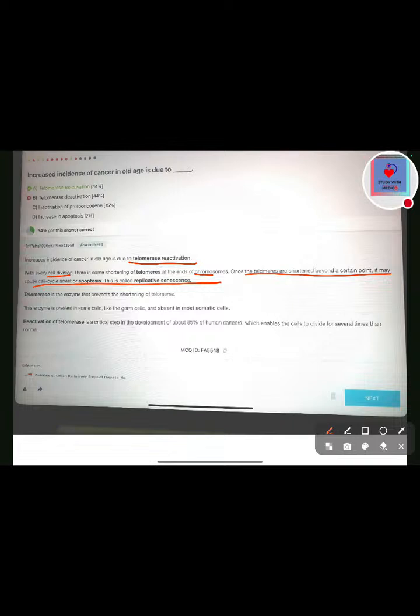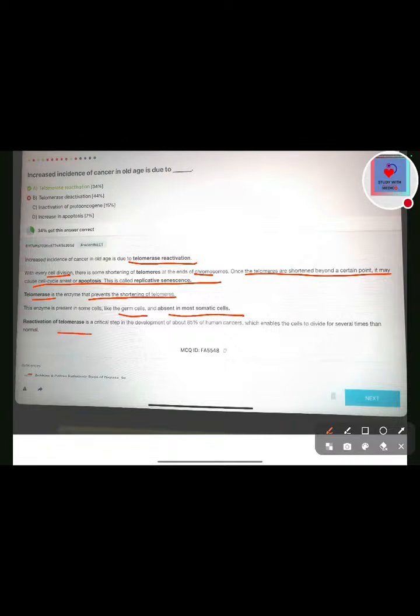Telomerase is the enzyme that prevents the shortening of telomeres. This enzyme is present in some cells like the germ cells and absent in most somatic cells.